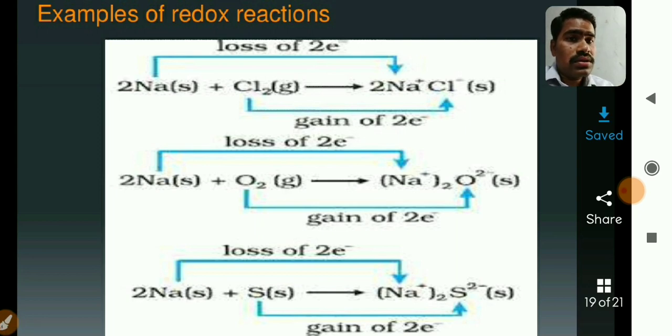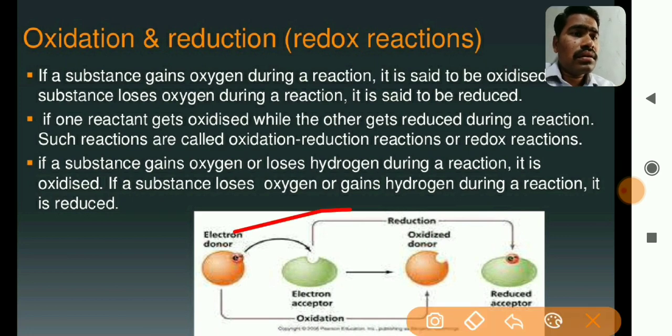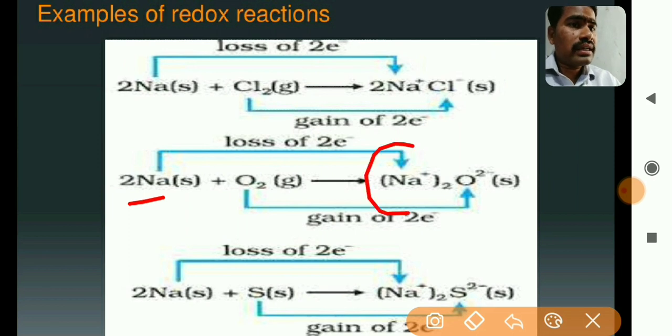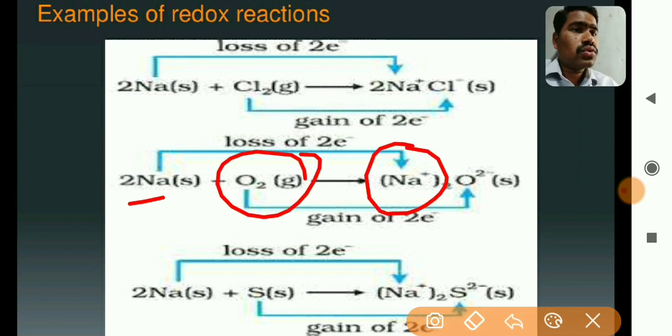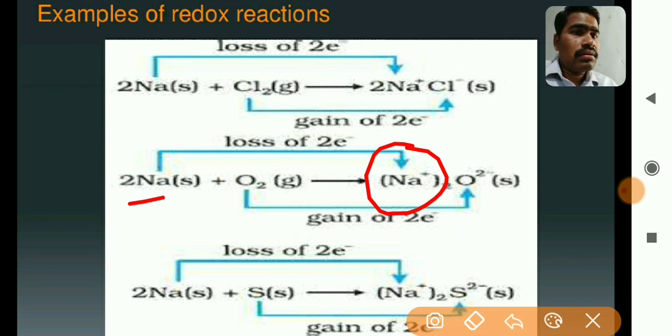Because here you can see sodium has lost electron, and that's why it is converted to Na plus, and oxygen has gained electron, so it has got reduced to O2 minus. So here gain of electron, and in terms of loss of electron also we can define the oxidation reduction.